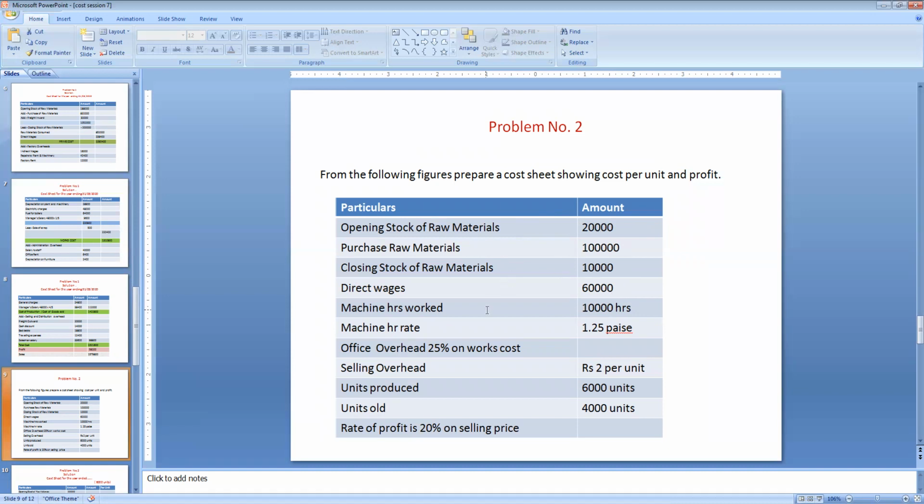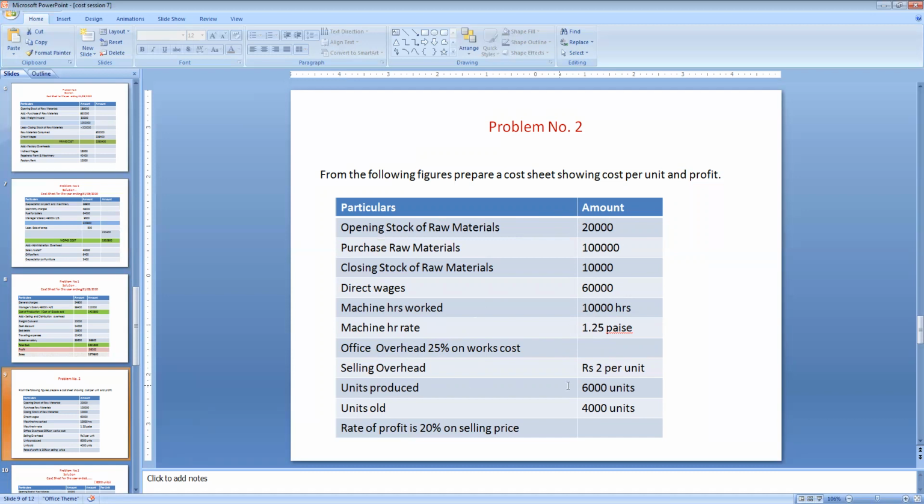Machine hours worked. Because machine is being installed in the factory, it is an overhead which is going to be incurred. Here they have not given it directly, it is given in the form of hours as well as machine hour rate. So the total machine hours worked in the factory is 10,000. So for 1 hour the rate is 1 rupee 25 paisa. So the factory overheads have to be calculated. Then office overheads they have not given, they have shown that whatever the works cost we get, 25% of that will be considered as the office overhead.